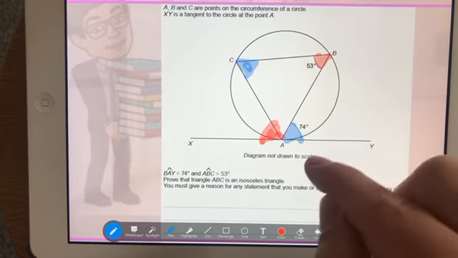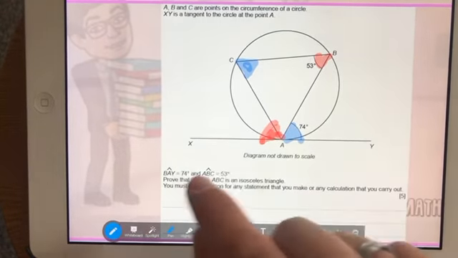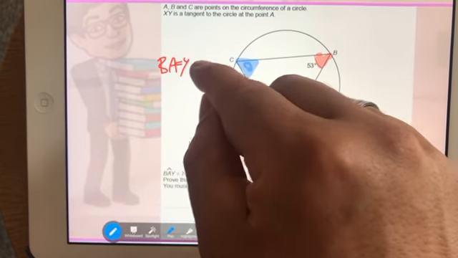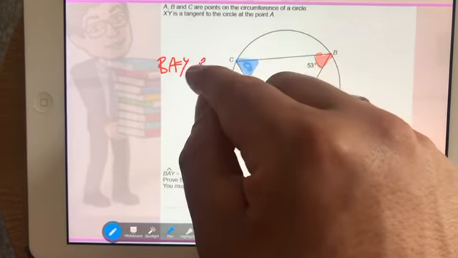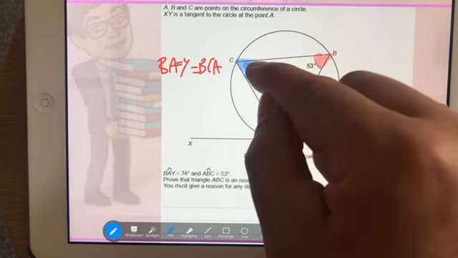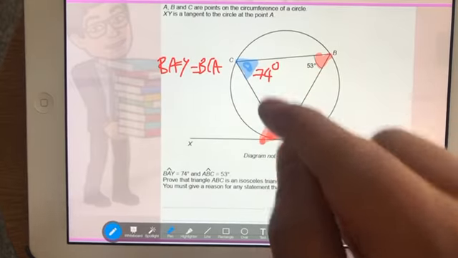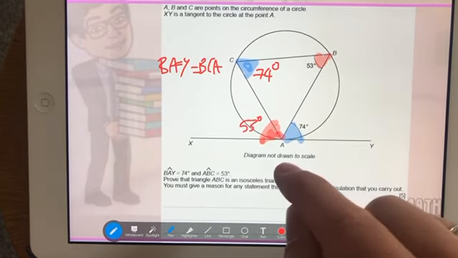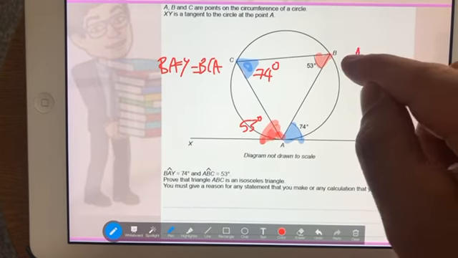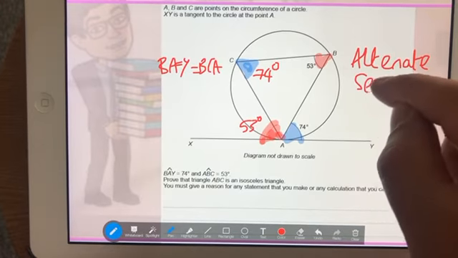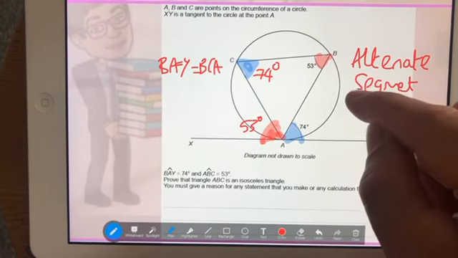So you can say BAY equals BCA. So this one in here would be 74 as well. This one down by here would be 53 as well. And you can say as a reason alternate segment theorem.